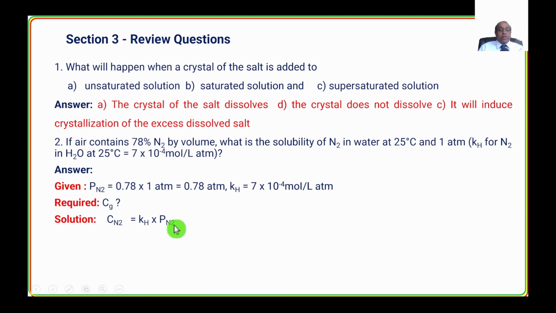Henry's constant times the partial pressure of nitrogen. We have the partial pressure of nitrogen, so you just plug them in: 0.78 atmosphere times 7 times 10 to the power of minus 4 mole per liter per atmosphere. So this atmosphere will be cancelled by this atmosphere, and you will have 5.46 times 10 to the power of minus 4 mole per liter. So this is the solubility of nitrogen at 0.78 partial pressure. So this is how you solve it.